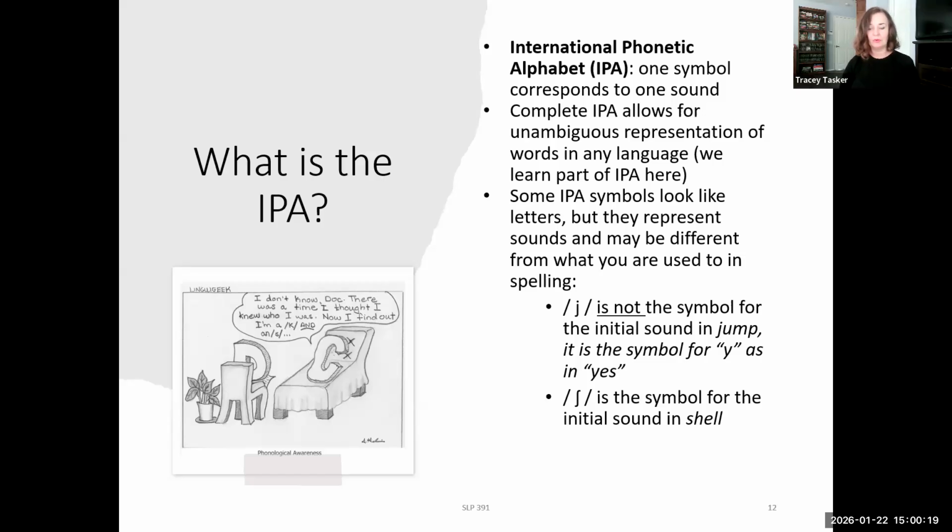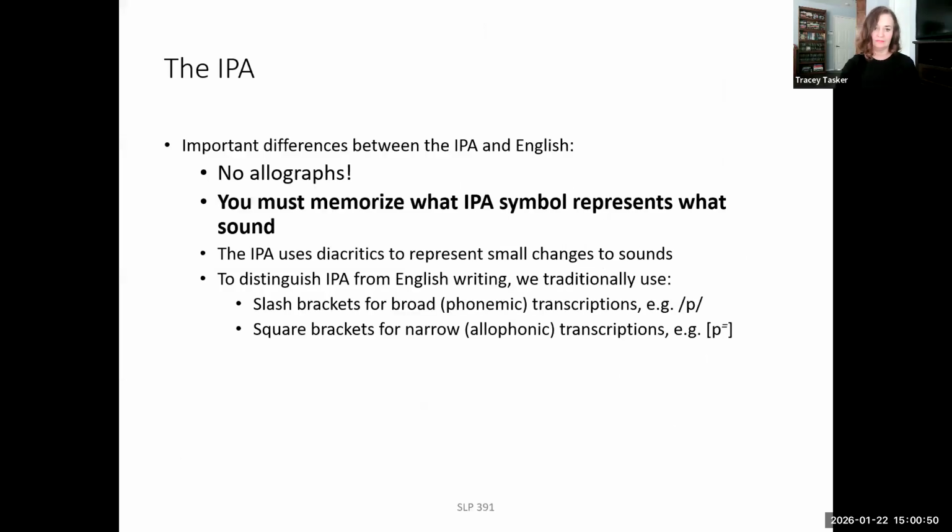In the following example, that is the symbol for the sh sound. So we wouldn't write SH, we would write this symbol here if we're transcribing in IPA. And as you can see in this cute little cartoon, we have to start to learn that the same sound can be represented by multiple letters, and that is why we have this need for the IPA, so that we can be consistent.